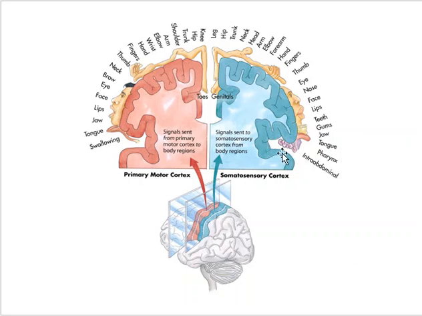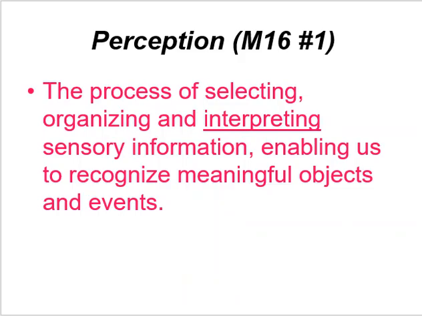The two parts that we're going to be looking at here, the somatosensory cortex and the primary motor cortex, help us to make sense of that sensory information. Once we've gained that sensory information, we need to organize it, make sense of it, and interpret it. This process is called perception. All right, so a good definition for perception, this is also from Module 16, the processing of selecting, organizing, and interpreting sensory information, which enables us to recognize meaningful objects and events.